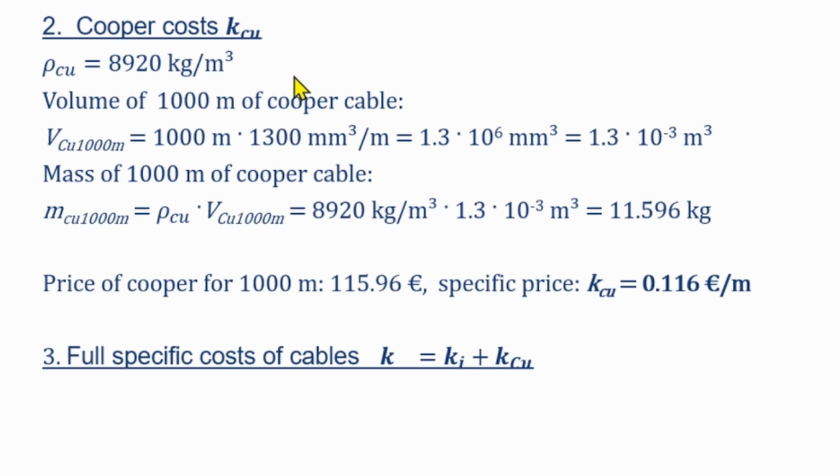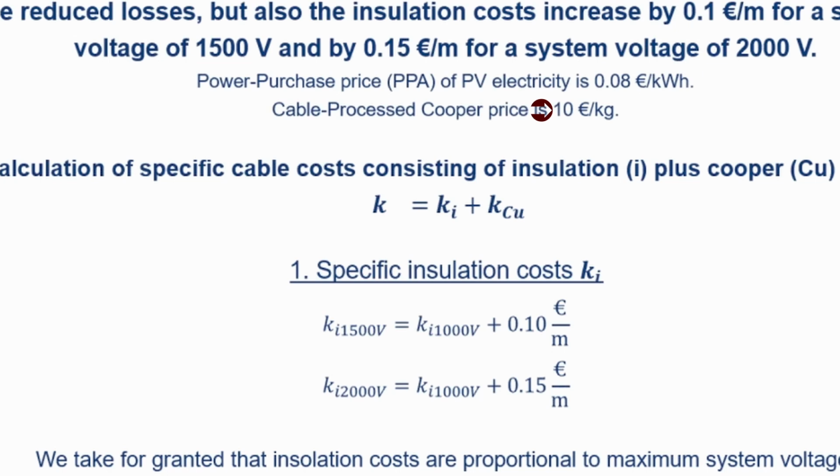So we look up the density of copper. The copper density is 8,920 kilograms per cubic meter, so 8.9 times more than water. And the volume of 1000 meters of copper cable is 1000 meters times 1300 cubic millimeters per meter. So we have 1.3 times 10 to the power of 6 cubic millimeters, and that is 1.3 times 10 to the power of minus 3 cubic meters. Then we have the mass of 1000 meters: it's the density times the volume. If you put it in, the units get eliminated and we have just kilograms, and this is 11.596 kilograms. While we know the copper price, I think it was given at 10 euro per kilogram.